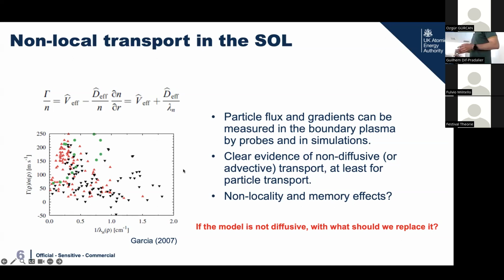We see this also in simulations, by the way. It's not only an experimental observation. And a hint of this is that we have coherent structures that are moving in the plasma. And this suggests that there is some non-local effect. Yes, another question. You mean non-local in physical space? Yes, I will say non-local in physical space. When it's in time, I will say that we have memory effects, something that can only be represented as a kernel, but not as a differential operator.